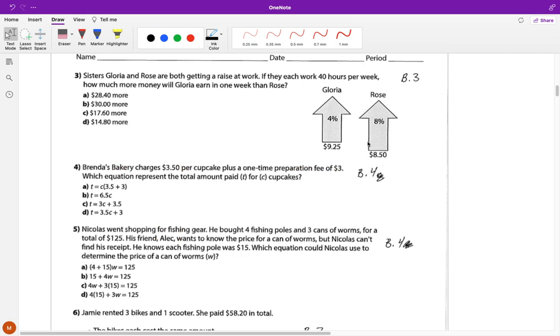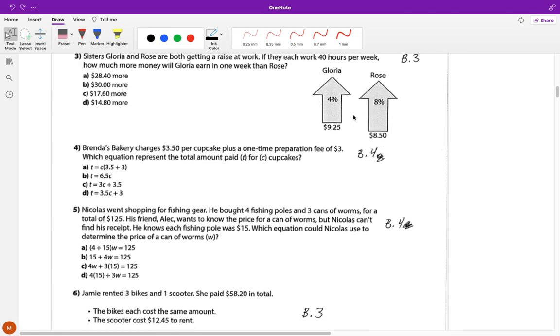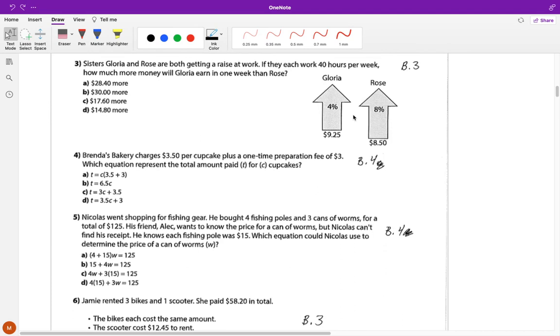All right, so for this one, it says sisters Gloria and Rose are both getting a raise at work. If they each work 40 hours per week, how much more money will Gloria earn in 1 week than Rose? So we did problems very similar to this already. So this Gloria is getting a 4% raise on $9.25. So let's first figure out what kind of raise she is getting.